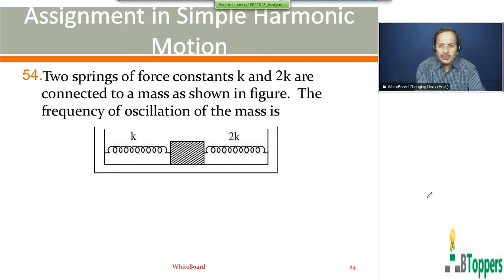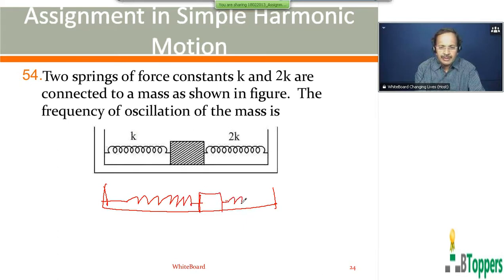The mass is pulled towards right and released. Then the first spring stretches by, suppose, distance x at a particular instant, and the second spring will be compressed by the same distance x towards right. So then the elastic force exerted by the first spring on the mass M acts towards the left side.